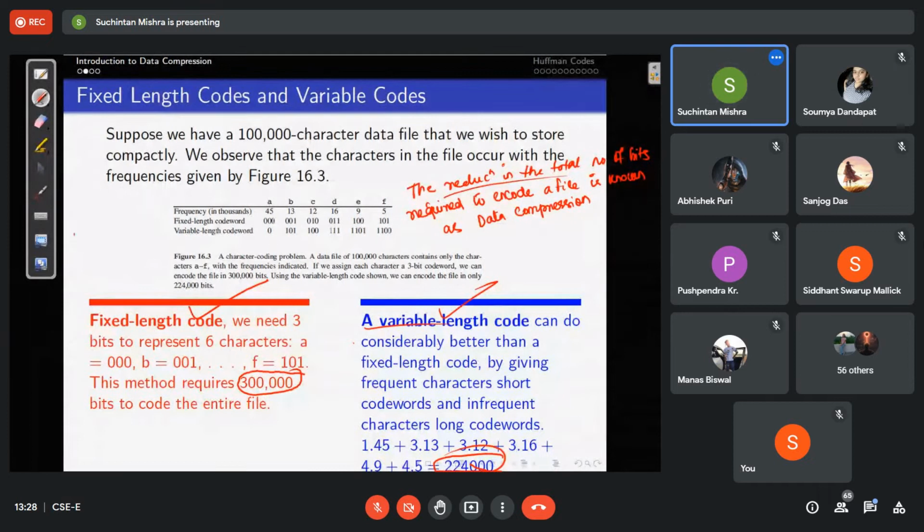Same data, if you used fixed length code, 300,000. Okay. Same data using variable length code, 224,000. Now we have compressed the data. Yes? So, yes.